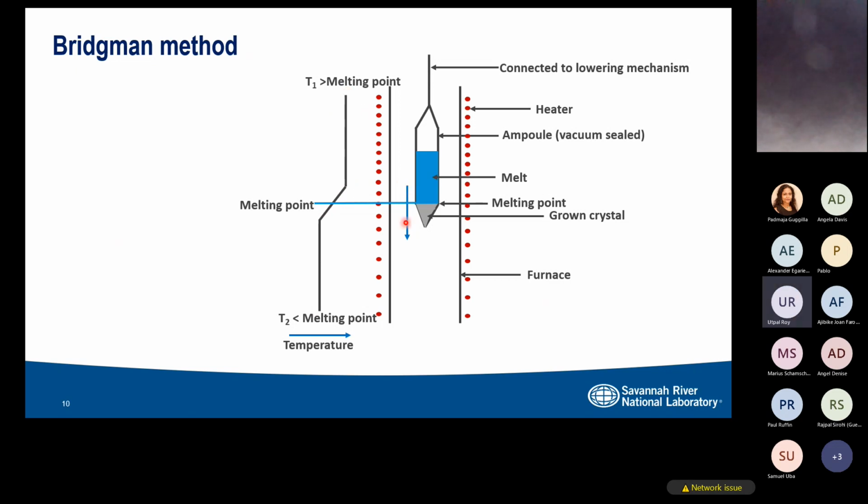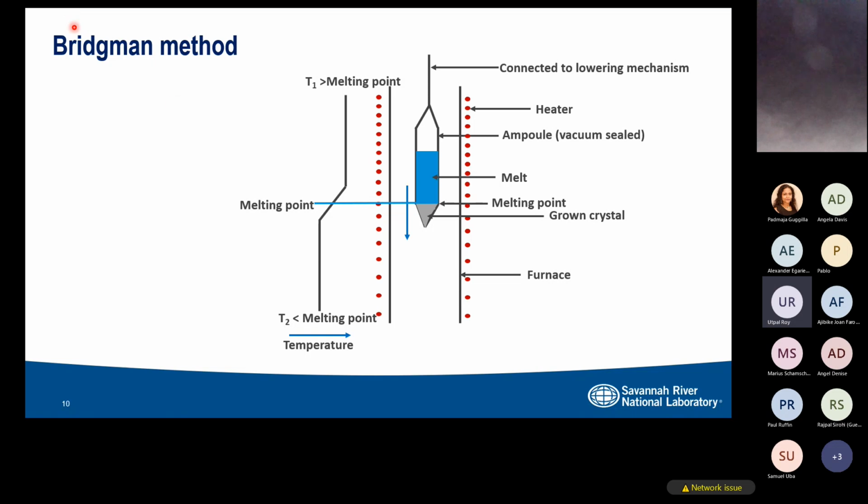So if you keep on lowering it down, once it crosses the melting point or solidification point of the material, it starts crystallizing. So that means you are basically lowering down the ampule and let it go towards the lower temperature side so that it solidifies at the tip and then keeps on solidifying to the top of the whole ampule. So by this technique, you can grow the whole crystal or solidify the whole crystal, and this is called directional solidification. You are basically solidifying in one direction, that is opposite to the ampule's direction. Ampule is going down, your crystal is growing up.